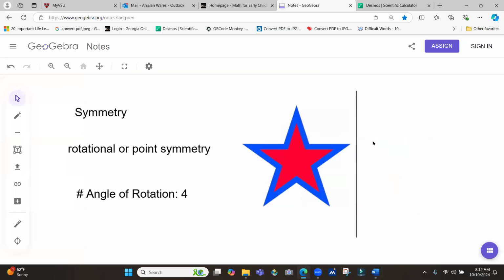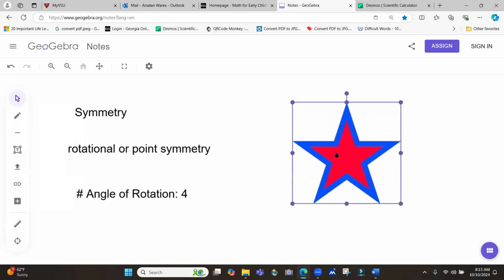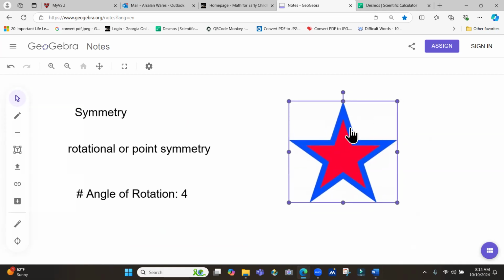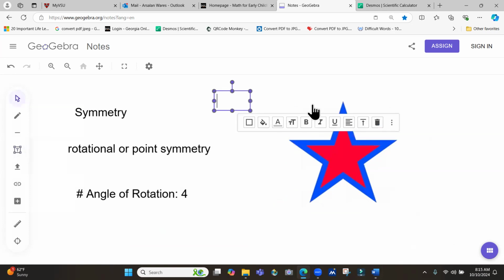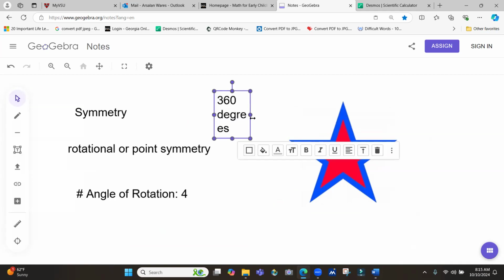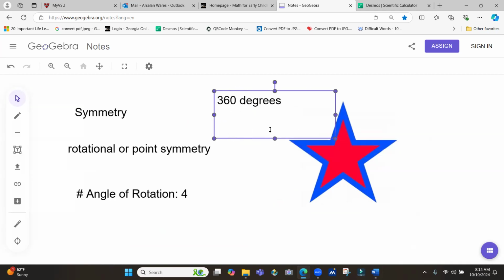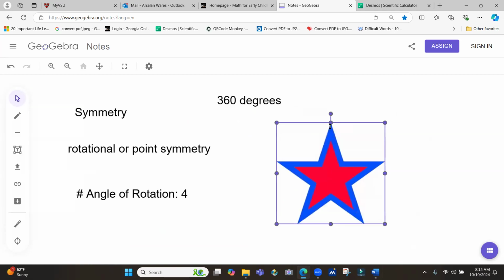So what is the smallest angle I can turn it around so that the shape matches itself? It can be 360 degrees. 360 degrees is a full circle. Full circle always works for any shape. That's not interesting enough. So this shape, I can rotate it what angle, guys?